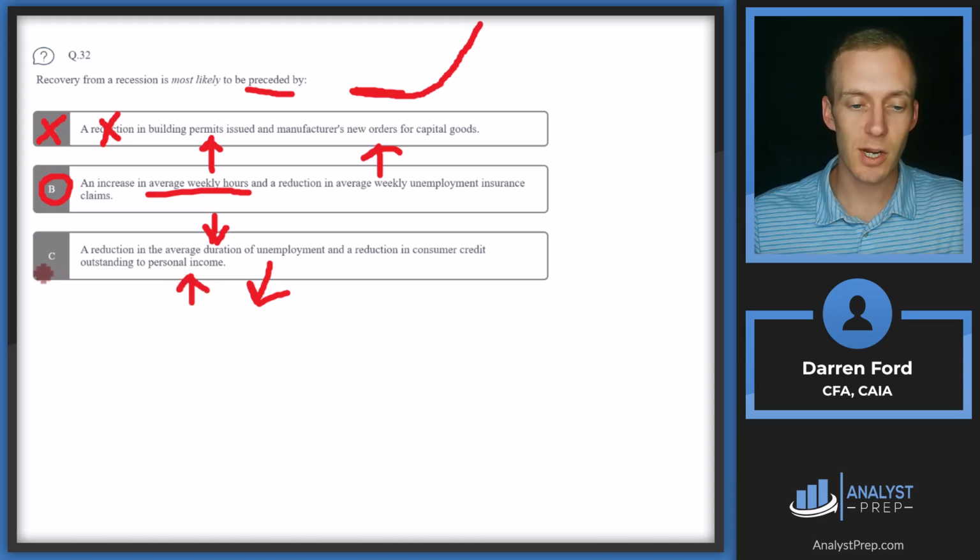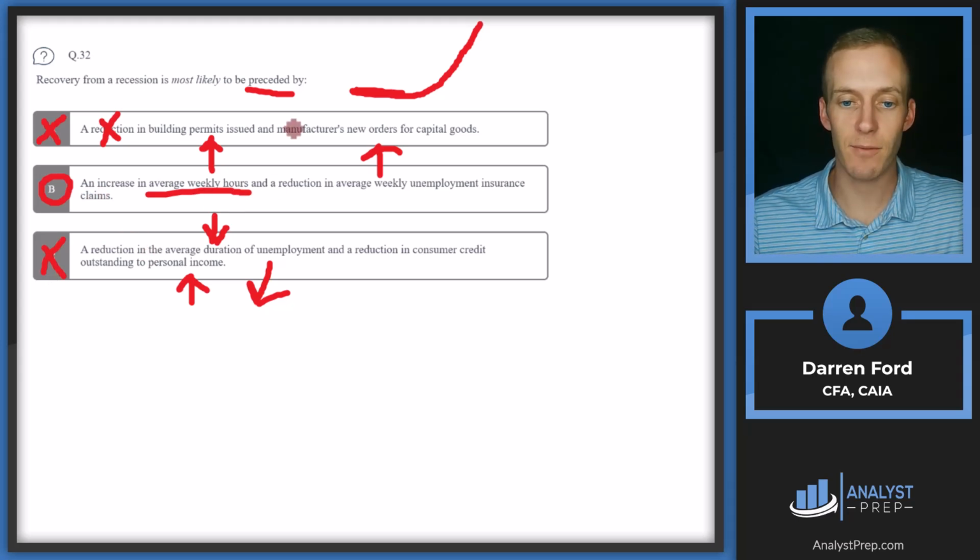So I think C generally is mixed, whether these are reliable indicators or not, whereas B, increase in average weekly hours and reduction in unemployment claims, those are both going to be more reliable indicators and less open to interpretation than the indicators in answer C are.